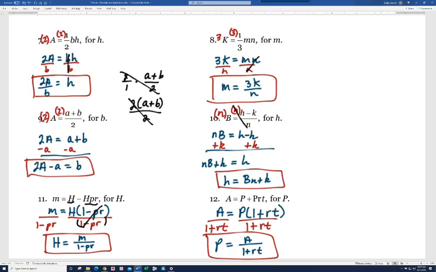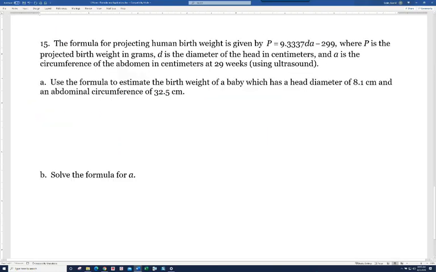All right, we have one more problem to do. Here it says the formula for projecting human birth weight is given by this formula, where P is the projected birth weight in grams, D is the diameter of the head in centimeters, and A is the circumference of the abdomen in centimeters at 29 weeks. So they use an ultrasound to measure these things.